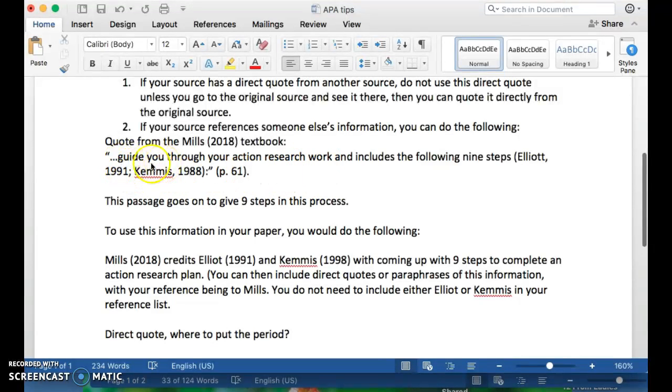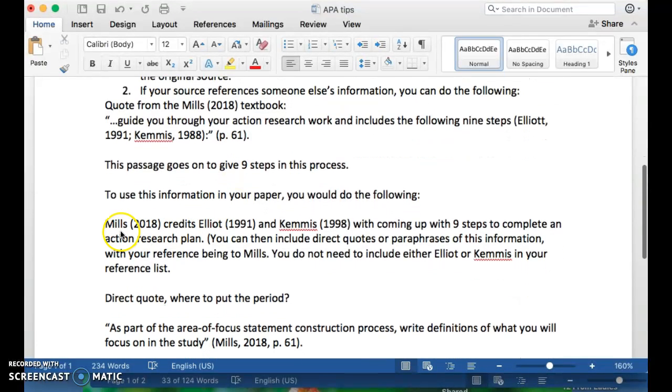credit this. So here's a quote from Mills on page 61, where he says something about guide you through your action research and includes the following 9 steps. So he credits Elliot from 1991 and Kemmis in 1988. So if you were to use this information, you would want to indicate that you got it from Mills, the 2018 textbook, but that Mills got it from Elliot and Kemmis.